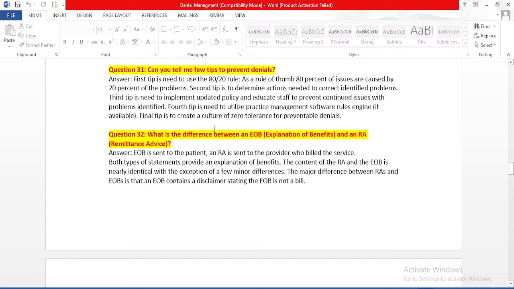So can you tell me a few tips to prevent denials? Answer. First tip is to use the 80/20 rule. As a rule of thumb, 80% of issues are caused by 20% of the problems. Second tip is to determine actions needed to correct identified problems. Third tip is to implement updated policy and educate staff to prevent continued issues with problems identified. Fourth tip is to utilize practice management software rules engine if available. Final tip is to create a culture of zero tolerance for preventable denial. So it is like teamwork. Each and every one needs to participate in order to prevent the denials.